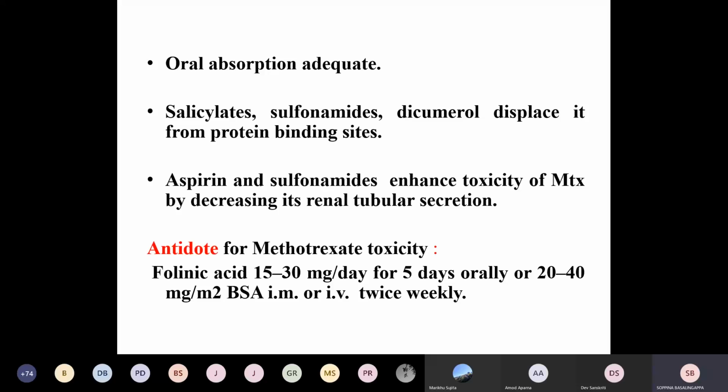Then drug interaction: salicylates, sulfonamides, dicumarol replace it from protein binding sites. Aspirin and sulfonamides enhance toxicity of methotrexate by decreasing its renal tubular secretion. Antidote, how to prevent this methotrexate toxicity? Folinic acid, 15 to 30 milligrams per day for 5 days orally, or 20 to 40 milligrams per meter square of body surface area, intramuscular or intravenous, twice a day.